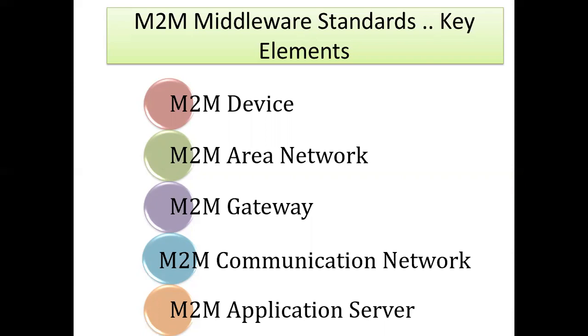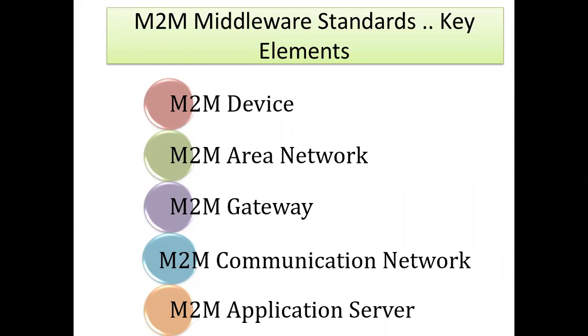Okay, then M2M communication network. It provides a platform for connecting the M2M application servers, like WiMAX, WLAN, satellite. Okay, and the M2M application server manages the data processing through various applications and how it is used for business logic. The M2M middleware handles three core layers: M2M gateway, communication network, and application server. So these are the key elements of M2M middleware standards.